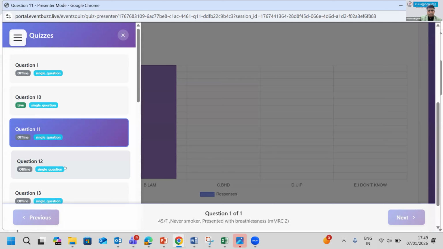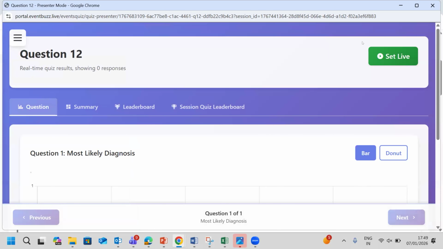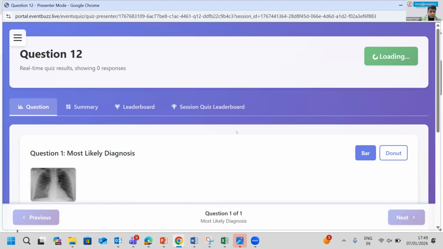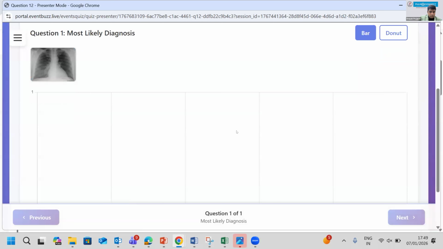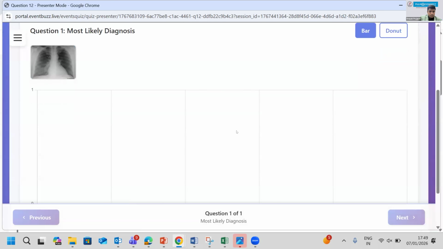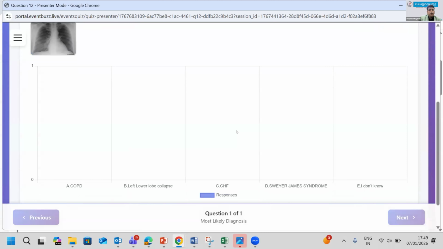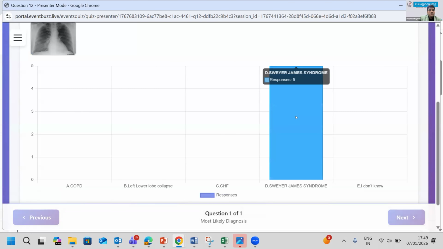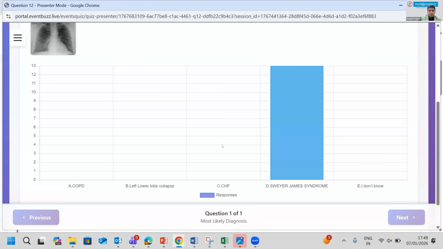We've got a good number of responses. So now moving on to question number 12. This is the X-ray. So what is the most likely diagnosis on this X-ray? So it's COPD, left lower lobe collapse, CHF, or Swyer-James syndrome, or I don't know.